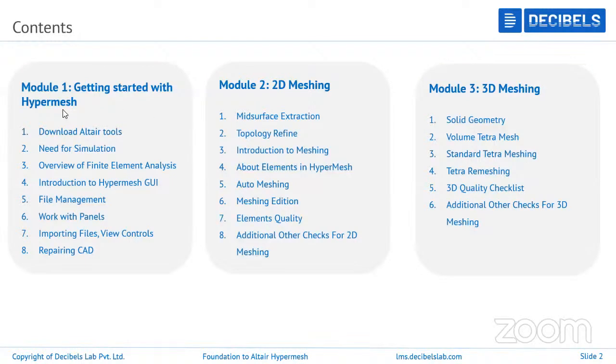In continuation to module 1, today we are going to take one component, and for that component we need to extract the mid-surface and refine the topology. After extracting the mid-surface, what needs to be done before taking it for meshing? In meshing, what elements are available in HyperMesh and what is automeshing? After the meshing, we need to clear the quality parameters. What are the quality parameters and what are their ranges? We will learn all these things in today's session. And in tomorrow's session, we are going to conduct 3D meshing, where you are going to build your 3D component.